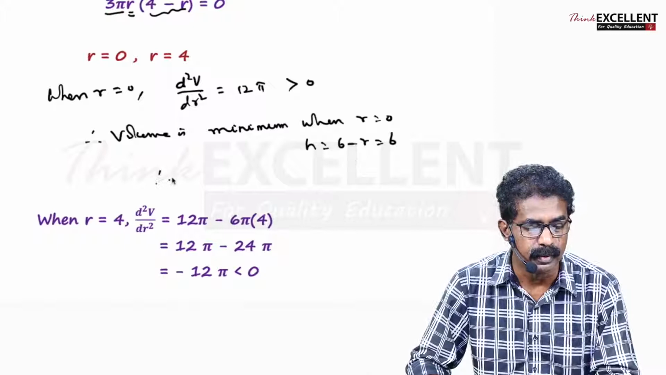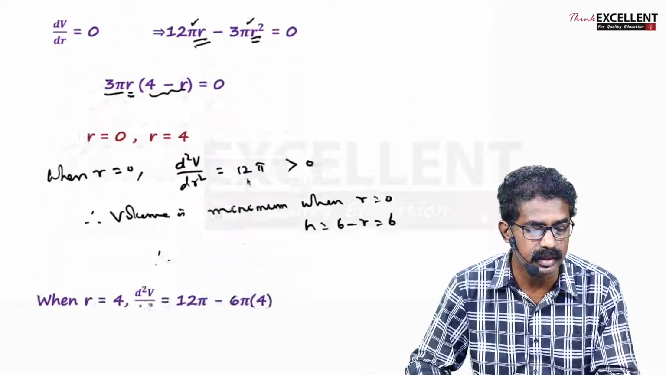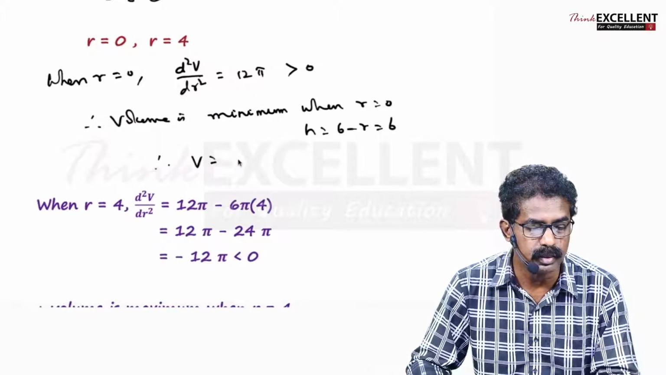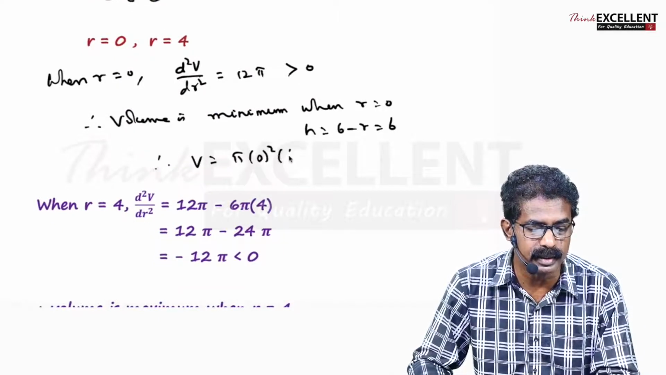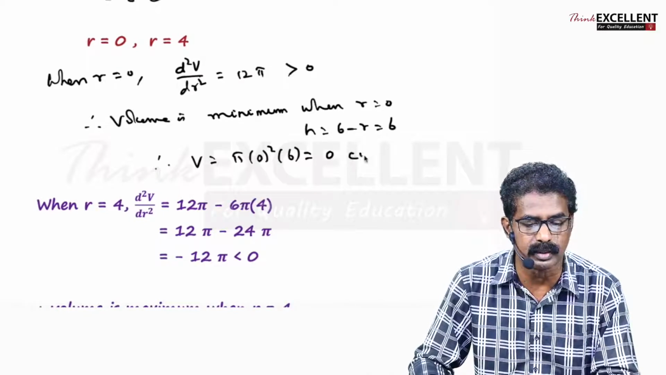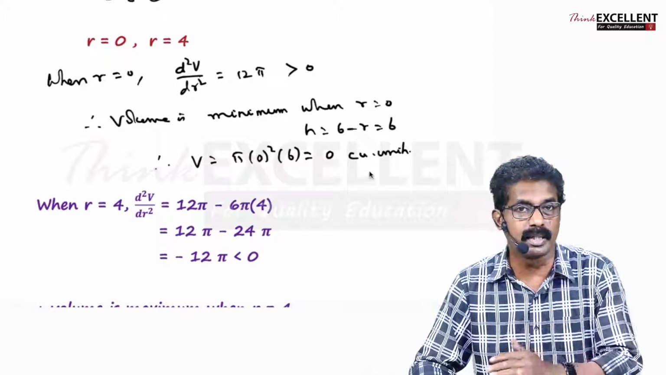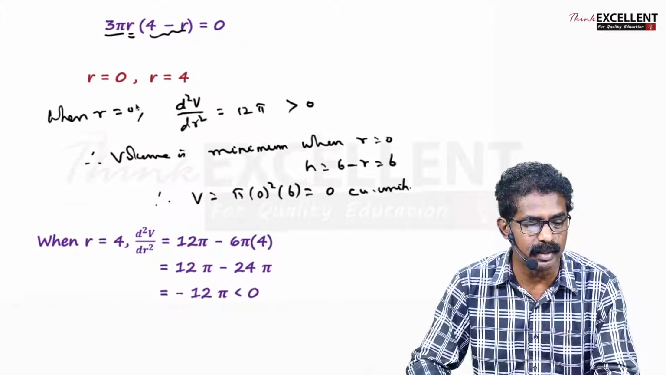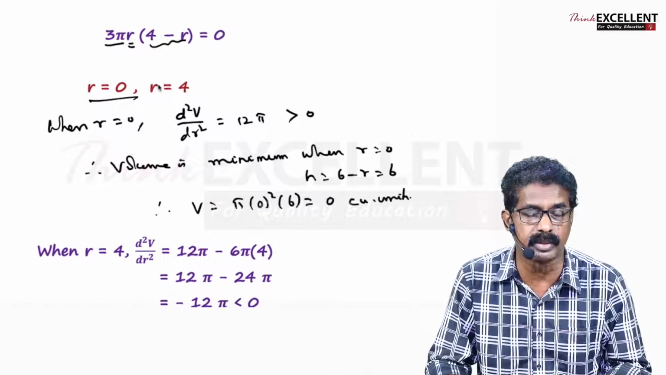So they asked to find the least value of V, right? Volume is pi r squared into h, and 0 times anything is 0. So this is the minimum volume. The question asks for the maximum volume and minimum value. R value 0. If r value is negative, you can't take it. Radius cannot be negative, right?